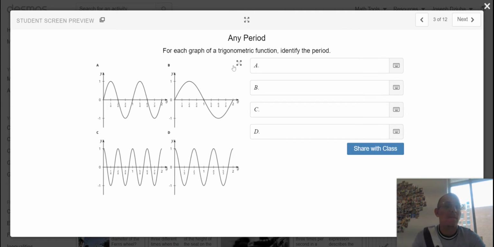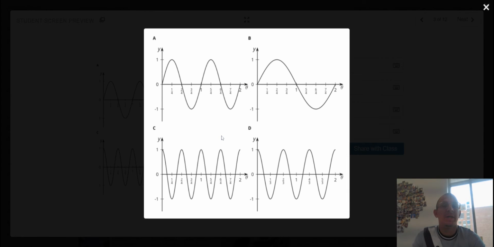So something we've been talking about for the past few lessons is identifying the period of a trigonometric function. Graphically, it's always more convenient than algebraically because we can kind of use the shape of the graph. But if you've forgotten, the period is the distance between the maximum or minimum value and the midline of a trigonometric function.